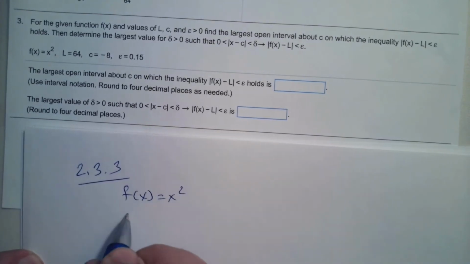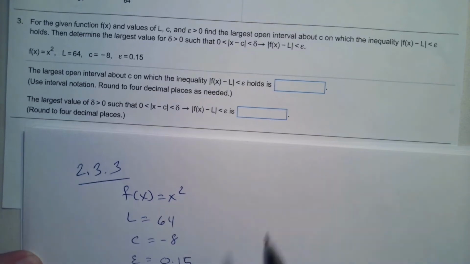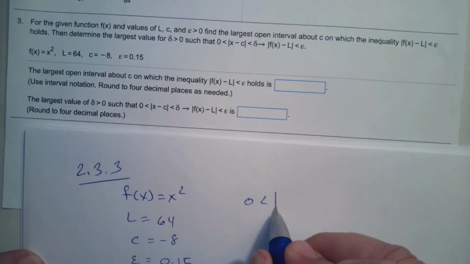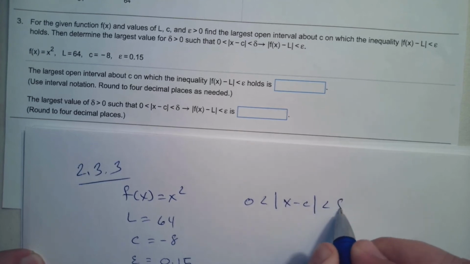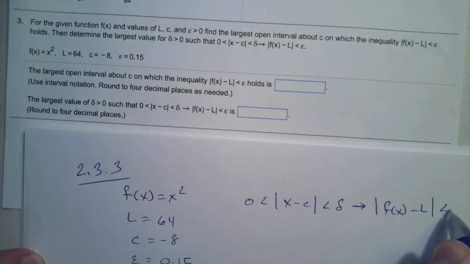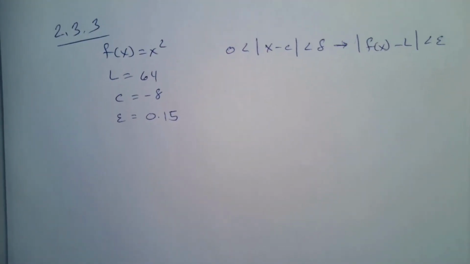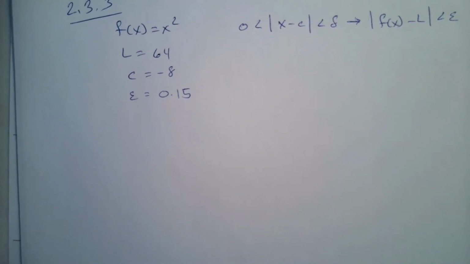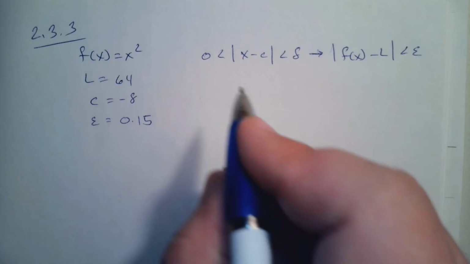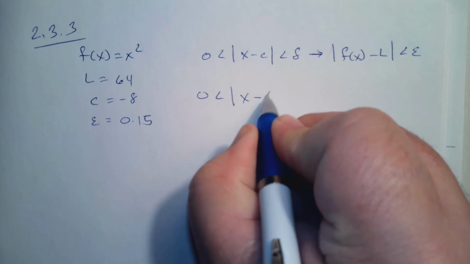f of x equals x squared, L equals 64, c equals negative 8, epsilon equals 0.15. We have to prove this: if x is within delta of c, this implies that the absolute value of f of x minus L is less than epsilon. So the largest open interval, largest, okay. So we'll go back here first. Let's plug in what we know. c is 8, so it's negative 8.